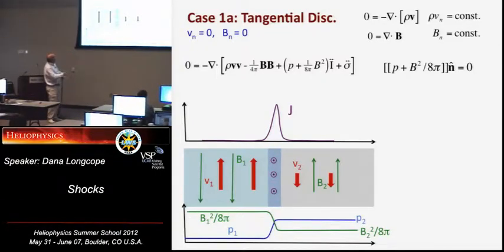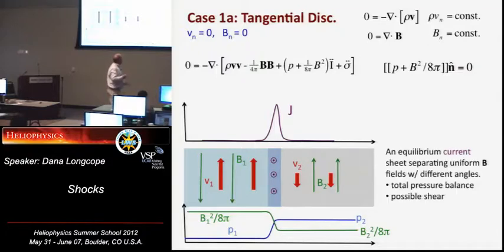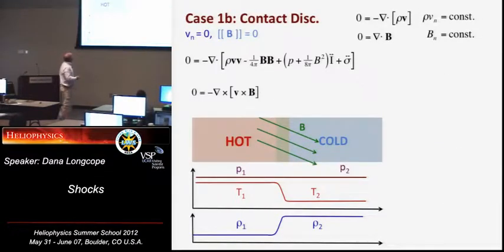So because the tangential magnetic field changes, I actually have current in this layer. It's a current sheet. A tangential discontinuity is a fancy name for a current sheet. On the two sides of it, I have possibly different pressure, possibly different magnetic field, but the sum of those two is balanced. So the Lorentz force at this tangential discontinuity is balanced by a pressure gradient. That's another way of thinking about it. And it's possible for there to be shear across this, so there can be a velocity change.